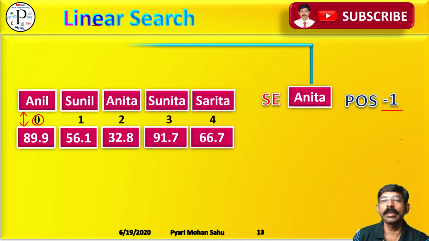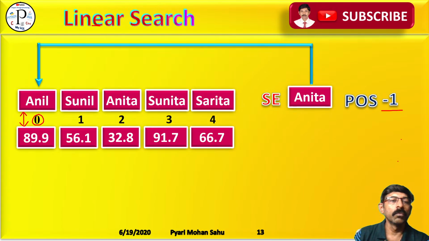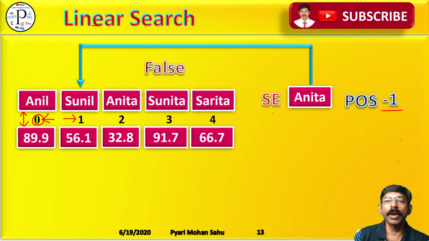Next, I will begin like this. I will check the search name entered by the user with the 0th index position of the name array. By 1, I will reach index position 1, where again I will compare the name entered by the user with the first index position name, where both are not same, false again.